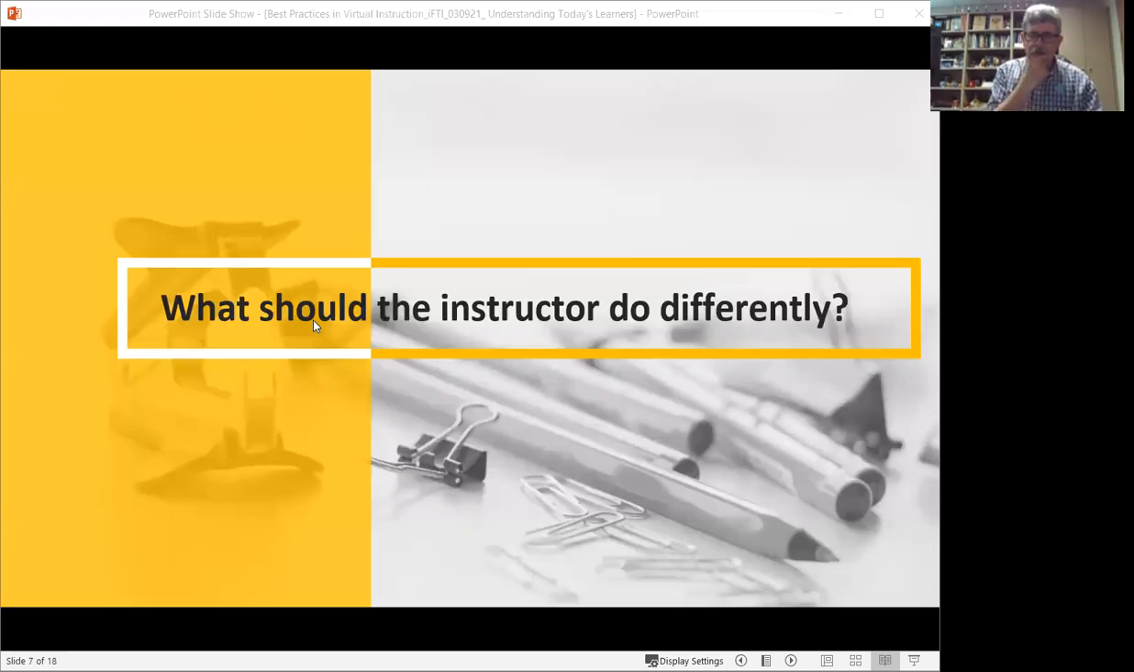Move ahead to the next slide, Nicole. So the question is, we got this information on our new learners, the millennials and the Gen Zs. What do we do with that information? What does that mean that we need to do differently as we move forward with this? So go to the next slide, please.